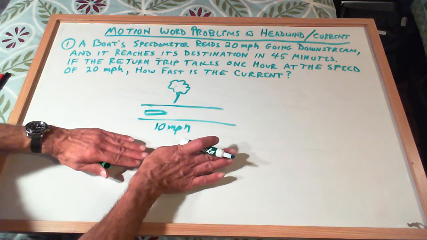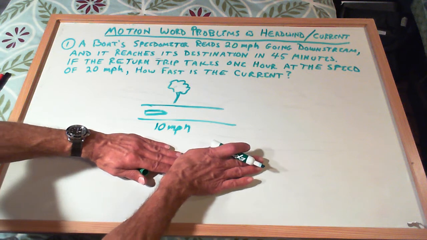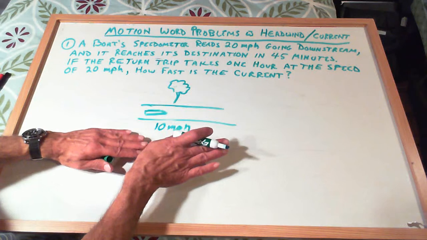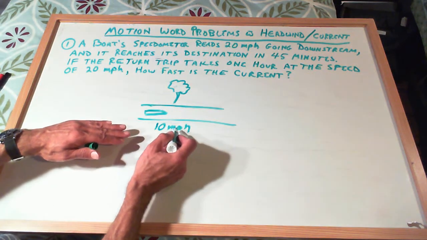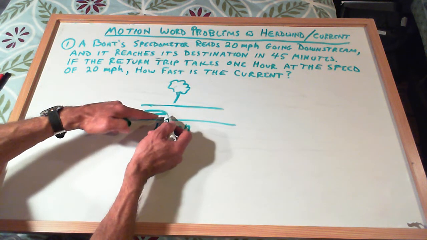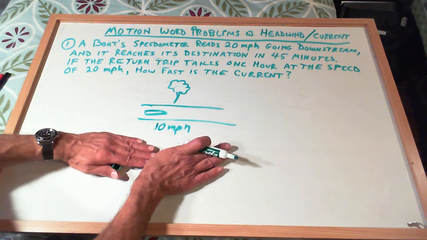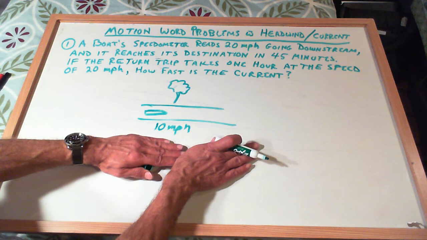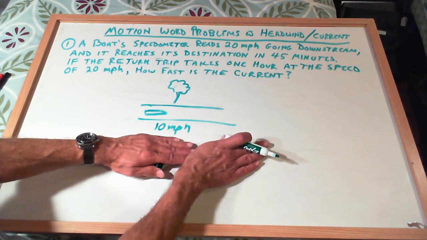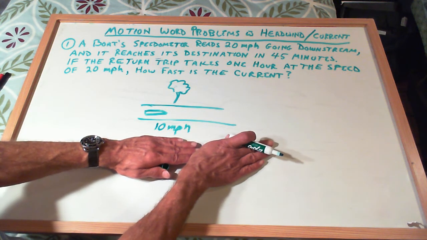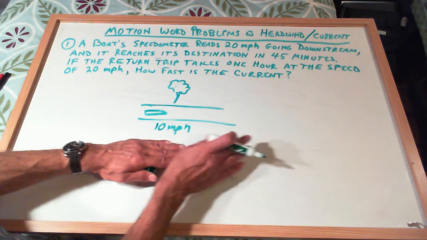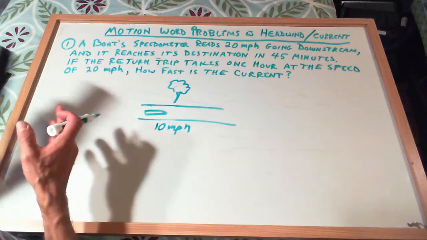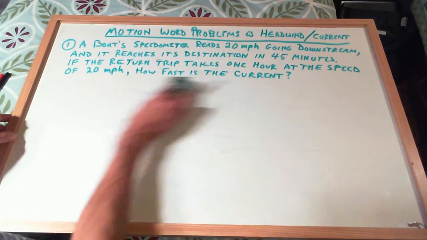But if the water itself is also moving, with a slow current of, let's say, 3 miles per hour, the boat is going 10 miles per hour in relation to the water, but in relation to the land, it's going 10 miles per hour plus the current of the river. You're going to add that 3 miles per hour to the 10 miles per hour to get how fast you're going in relation to the land. So that's the concept behind this. Let's actually try this problem and see if we can do it.